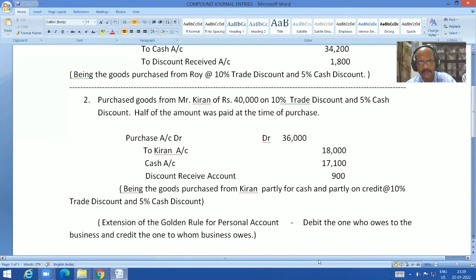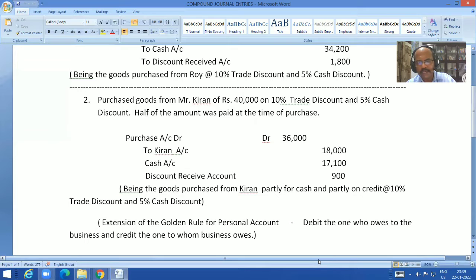Whether it is cash purchase or credit purchase, the total purchase we have to book at the outset. And purchase I need not explain again. Purchase is debit. And how does 36,000 come? Net of trade discount. How much is the trade discount? 10%. 40,000 minus 10% of 40,000, that is 4,000. That is nothing but 36,000. Fine.